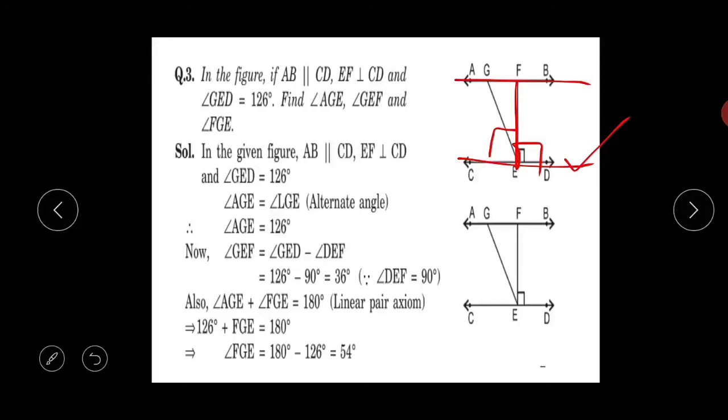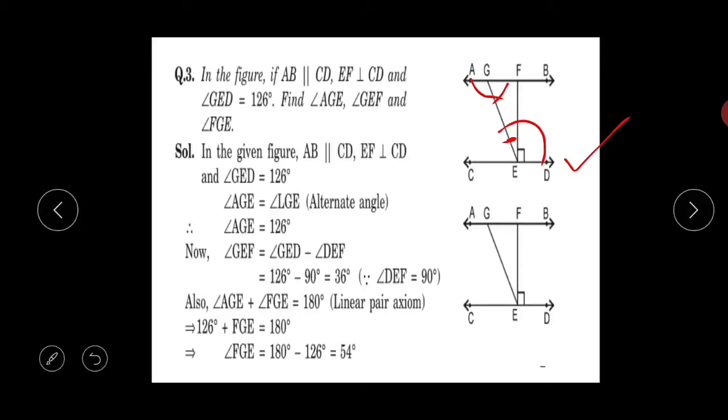And angle GED, can you see angle GED? Where is it? GED, this complete angle is of 126 degree. Now we have to find angle AGE, which is here, angle GEF, which is this one, and angle FGE, which is here. Now we have to find the three angles, and only one angle, that is angle GED, is given to us. Angle FED is also known to us, which is 90 degree, of course.